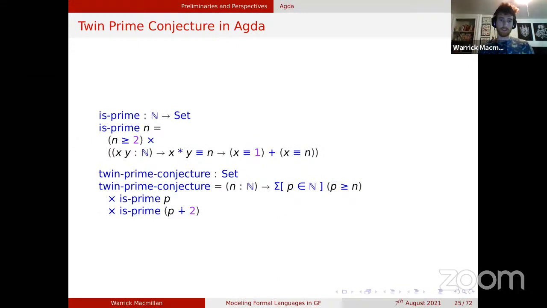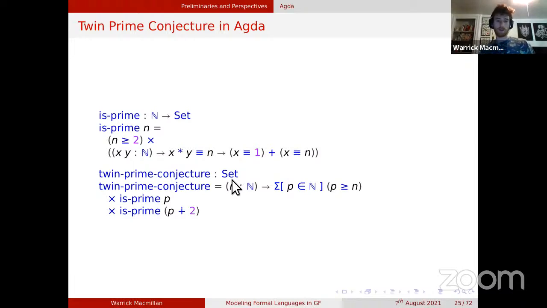And so this is how you say it in Agda. To be prime in Agda is a predicate over the natural numbers. So you give a natural number and map it to a type. And you say that a number is prime if it's greater than 2, and if for all x and y in the natural numbers, if they multiply to that number, then x is either 1 or n itself. And that would carry the corollary that y is either 1 or n itself too.